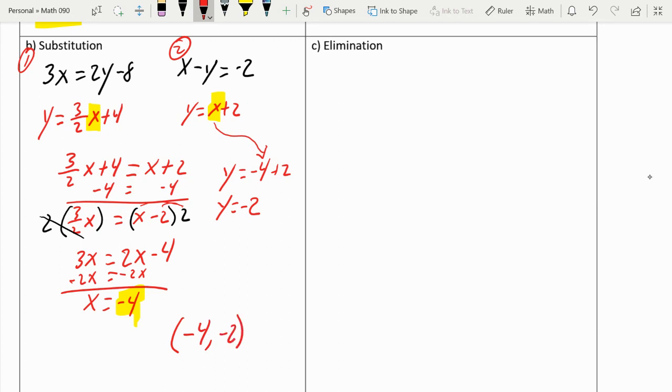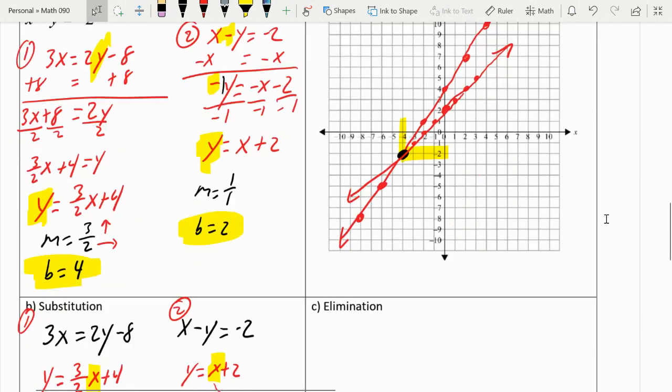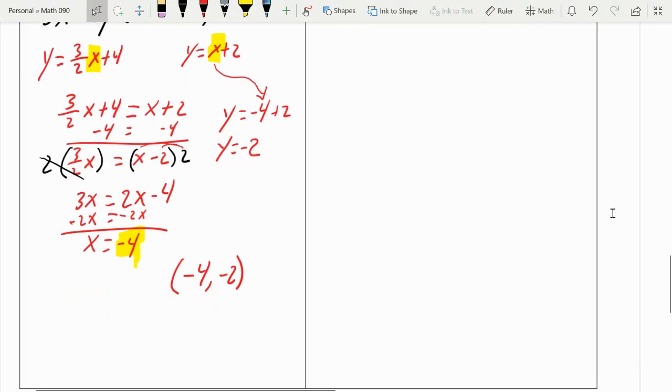Negative 4, negative 2. Well, do you agree it's the same? All right, it's the same as over here. All right, it's the same. So far, so good. All right, negative 4, negative 2. It's exactly the same.